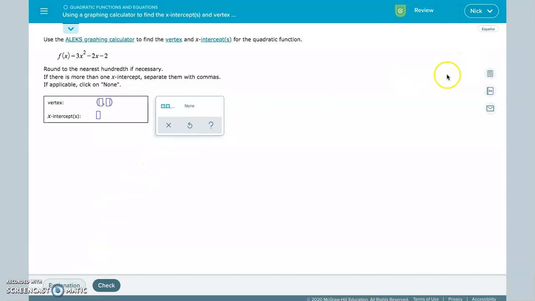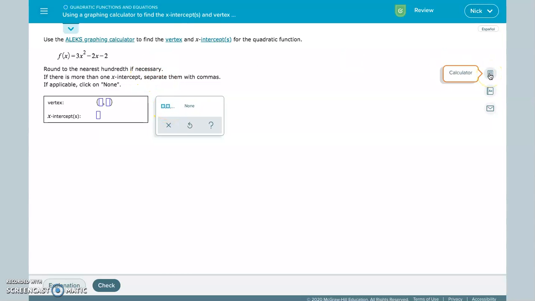So today we're going to be looking at the ALEX topic using a graphing calculator to find the x-intercept and vertex. This one does require the graphing calculator in ALEX, so we're going to be setting this up a little bit differently. But when you get in here, you'll see they give you an equation, round to the nearest hundredth if necessary. If there's more than one x-intercept, separate them with commas. If applicable, select none, so we have a none option here. We also have a comma tool, but we can just type it on our keyboard just as easily.